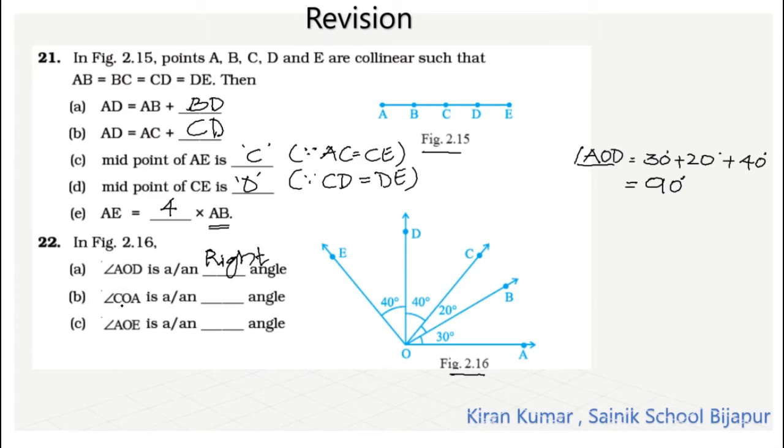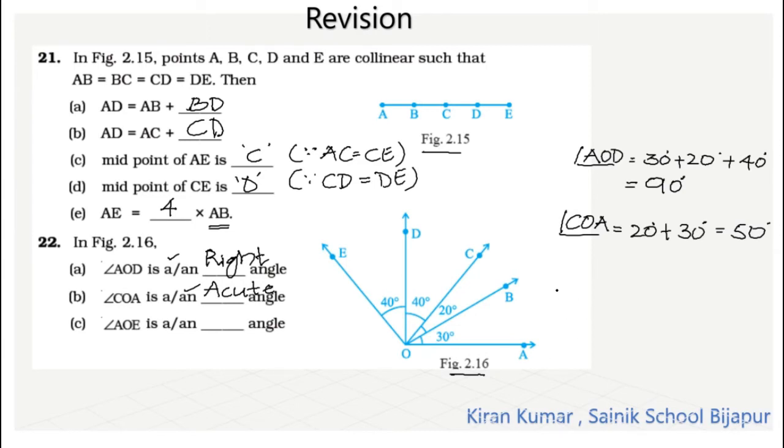Angle COA. Look at angle COA. It has got two parts here, 20 degree added to 30 degree, which is 50 degree. So it forms an acute angle. Here it is a right angle. It's an acute angle.